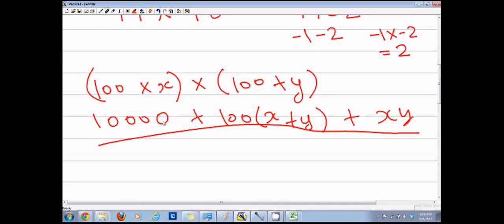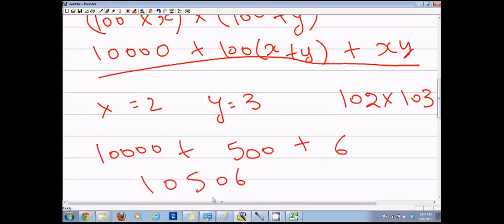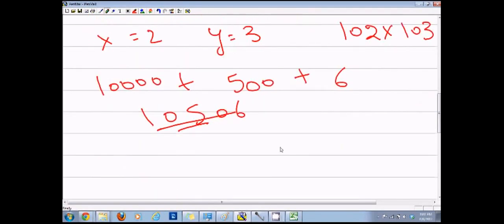So if I have x is equal to 2 and y is equal to 3, because I want to multiply 102 and 103, then in this case we will have 10,000 plus 500 plus 6. So the answer will be 10506. So I hope this tutorial will help, and you can use these tricks for your exams to go quickly through the math, and good luck with your exams.